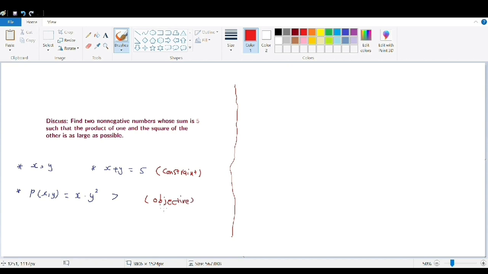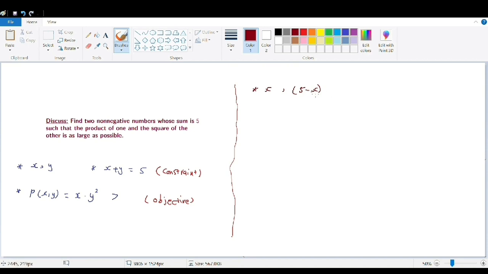But since we have two variables, we can rewrite this information as a function of one variable. Since the sum of these two variables, x plus y, is equal to 5, we can choose the first variable to be x, and the second variable will be 5 minus x. So rather than using x and y, the first one is x and the second one is 5 minus x.